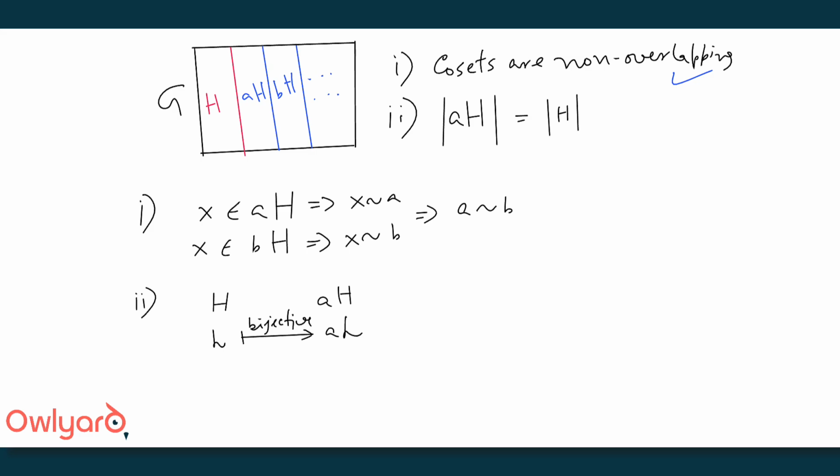Okay, so since this map is bijective, it will imply, therefore, that the size of H is same as the size of the coset AH. But we actually assumed AH to be any arbitrary coset. So number 2 is actually proven for any arbitrary coset of the subgroup H. Okay, so this part is done, and combined together, this actually proves our Lagrange theorem.